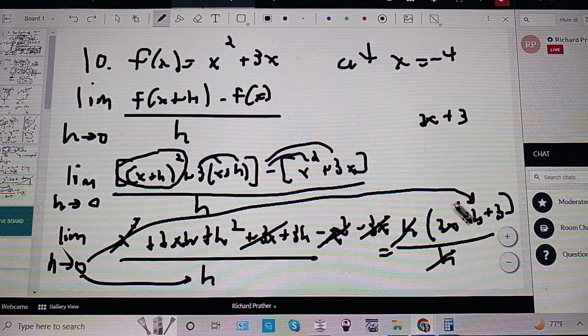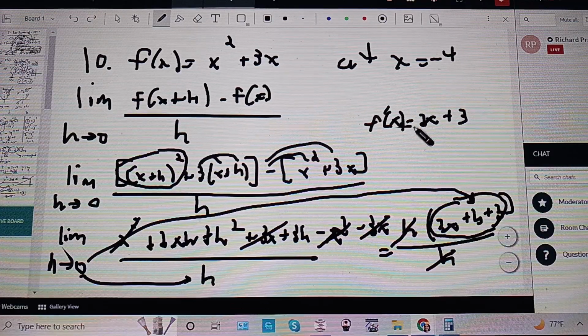Now remember, algebra would say this whole thing here is the answer. Algebra would say the answer is 2x plus h plus 3. Calculus would say the answer is 2x plus 3 because the h would go to 0. This is f prime of x. And you probably knew this a whole lot more easily if you had just used the power rule. You could have avoided all this mess. I just wanted to review it for you one more time by doing the power rule.